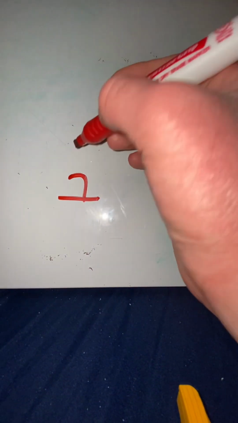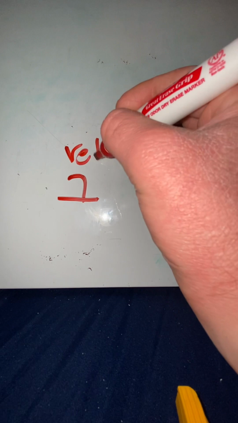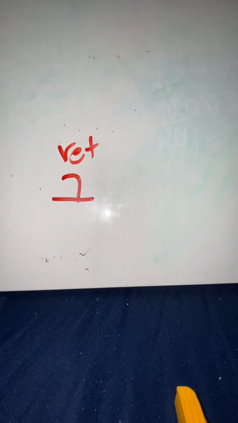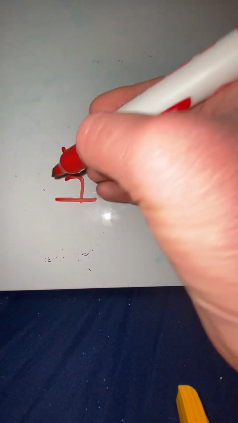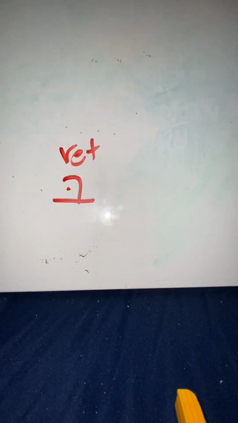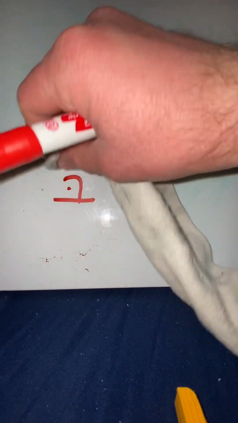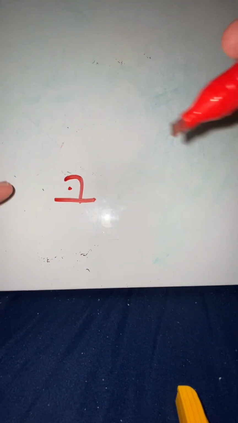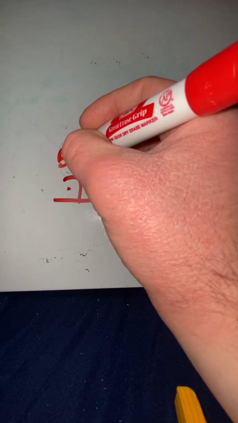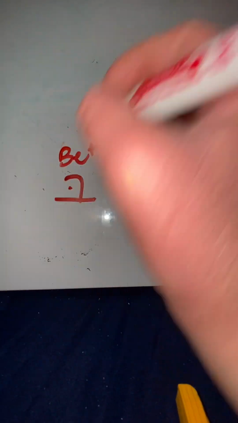Next we have Vet. Okay? And this is the second letter, makes the V sound, and we also have Bet, makes the B sound, and that's how you write bait. It's just like that. Basically Vet with a dot.